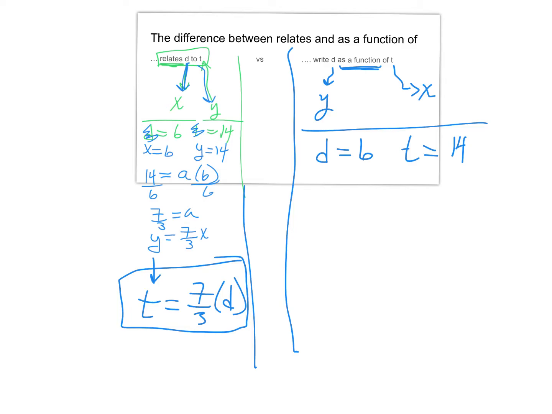So this time, my d is my y, so y equals 6, and my t is technically my x this time. So if I'm doing my direct variation, y equals ax.